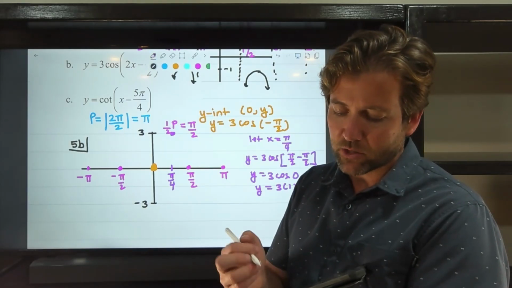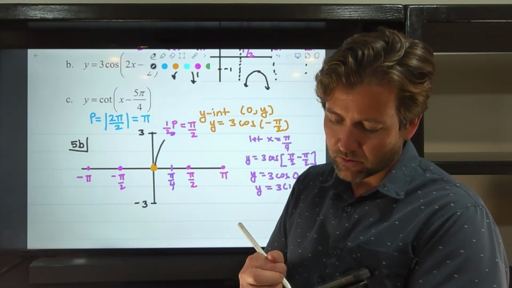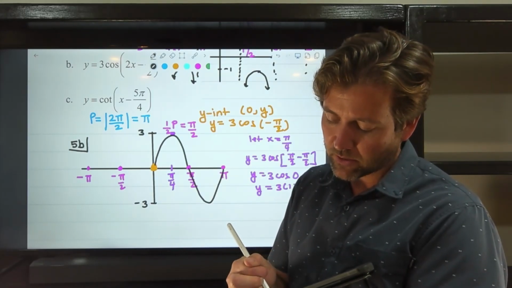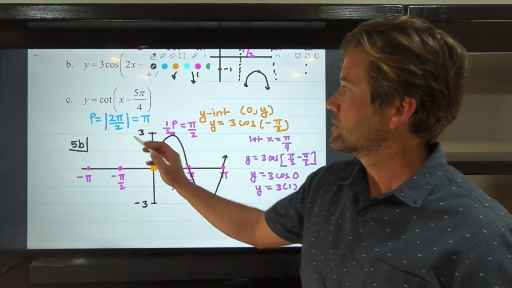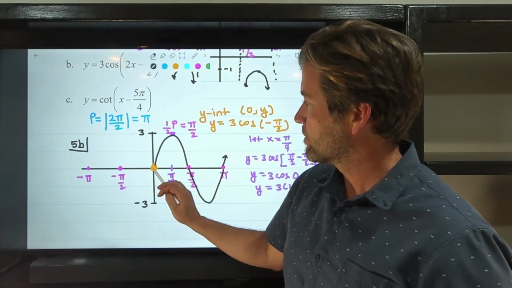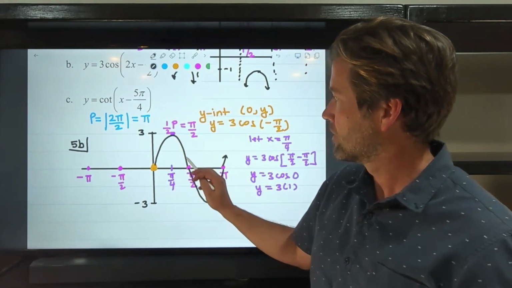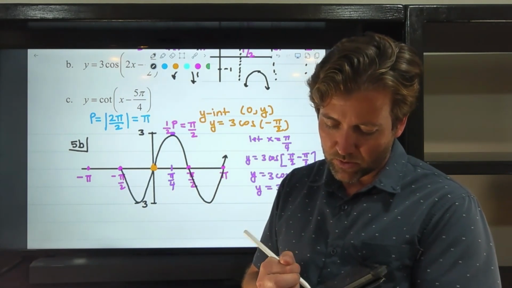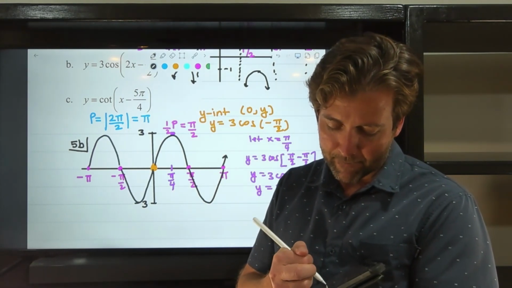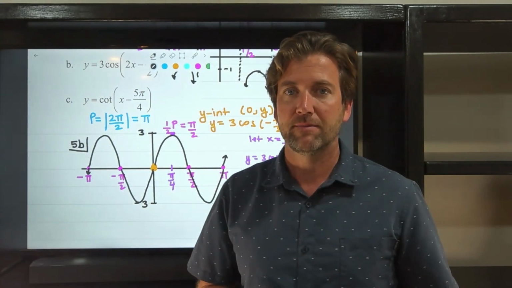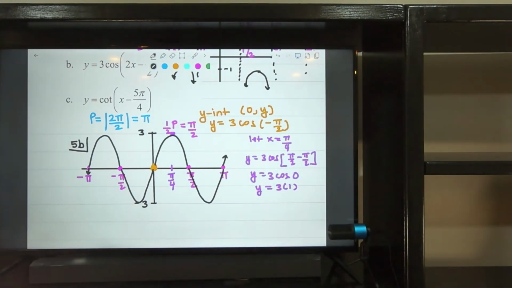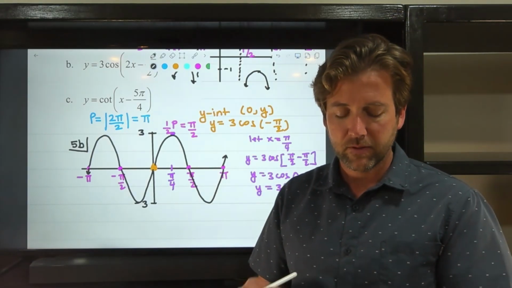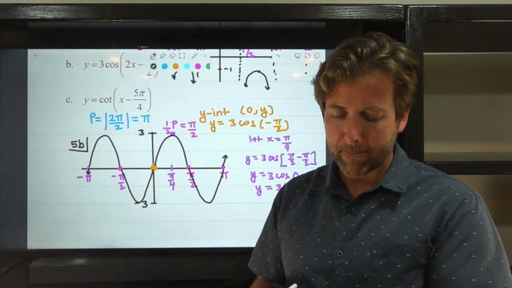And now I can sketch the rest of my graph with confidence. It's going up here, and then down, down and then back up. That's a full period. See how we said the period equals pi? So from this point here on the x-axis, all the way to here is pi. I'm going to sketch this part as well. And that's 5b. Okay, 5c.